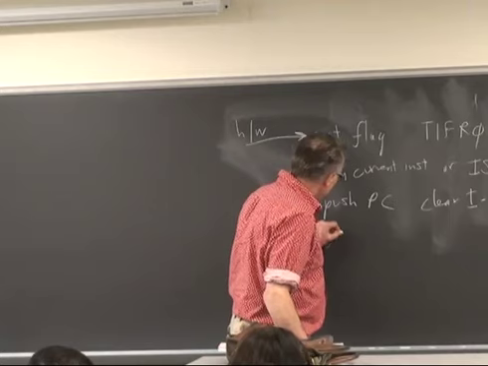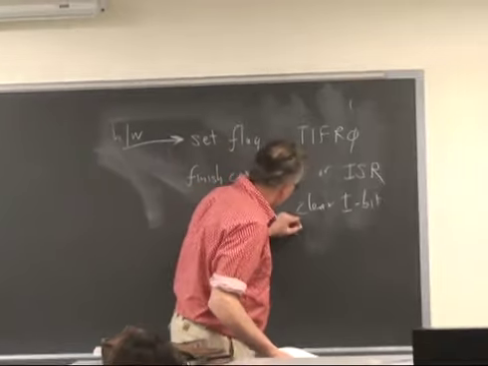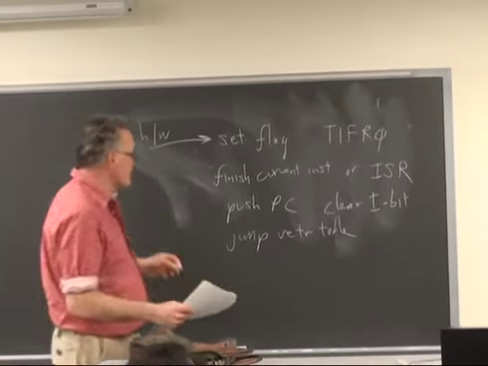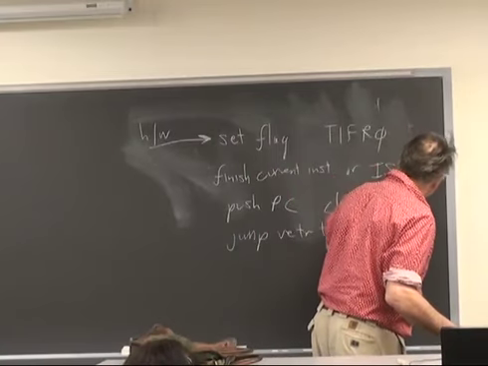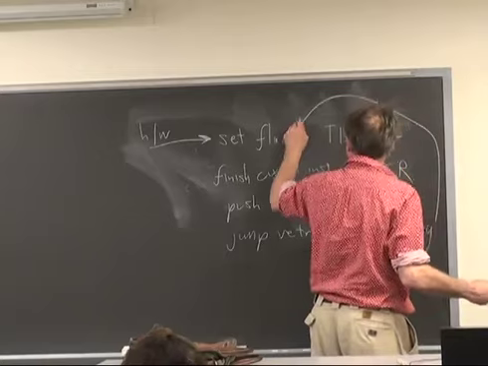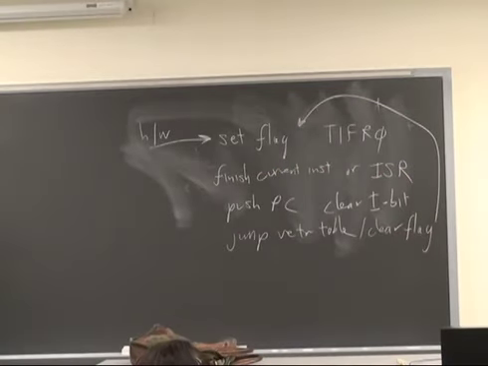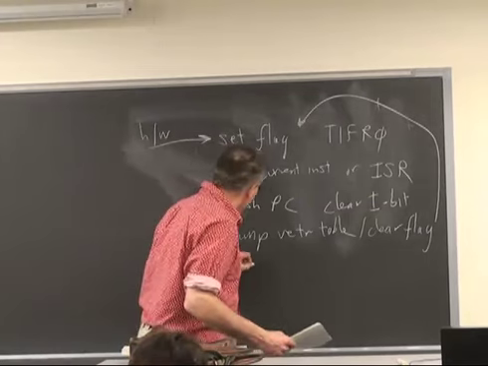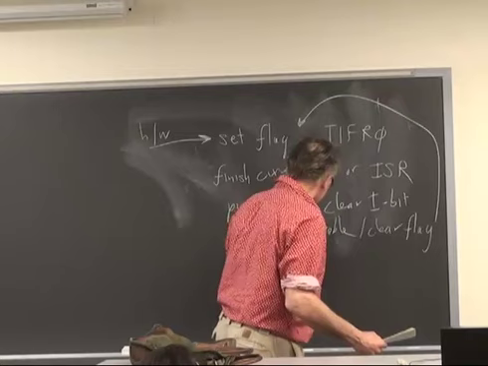Then the CPU jumps to the vector table, and it clears the flag that caused the interrupt. So that flag is cleared before you get to the interrupt code, before you get to the ISR, and then jumps from the vector table to the interrupt service routine.